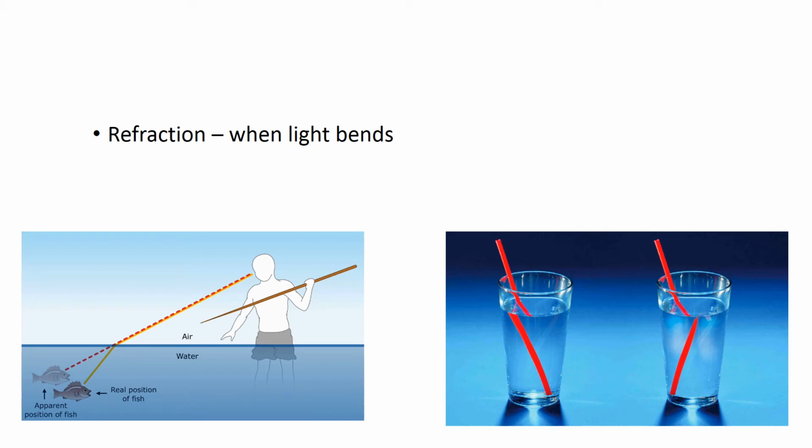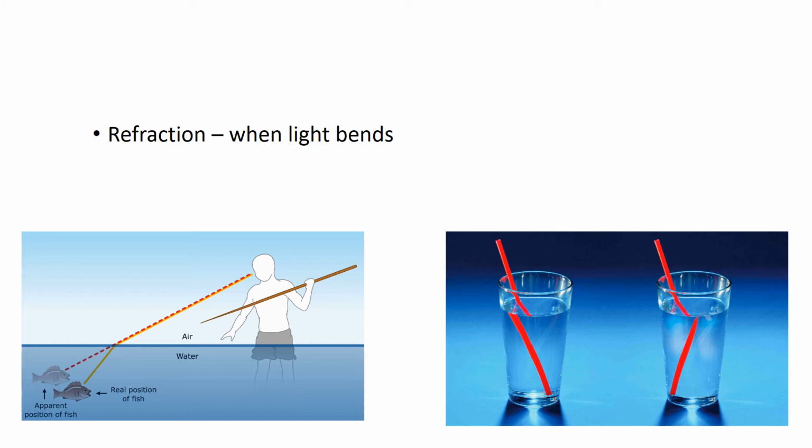Refraction is when light bends. So that's what we see here in both of these pictures. In the first picture with the man, light enters the water, leaving the air, so it's changing medium. And now light is bending. So he's seeing the fish in a slightly different position than where the fish actually is because, again, the light is bending, the light is refracted. So if he wants to catch that fish, he needs to account for that light bending.